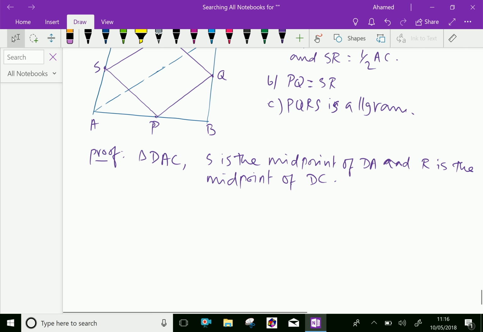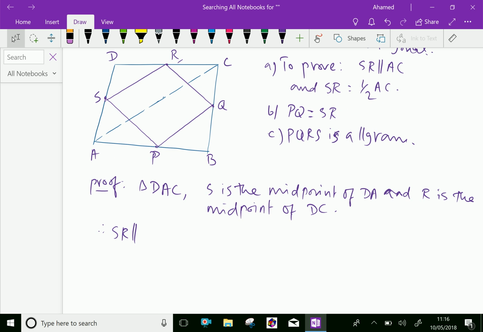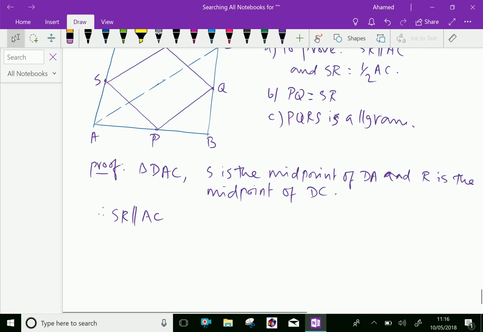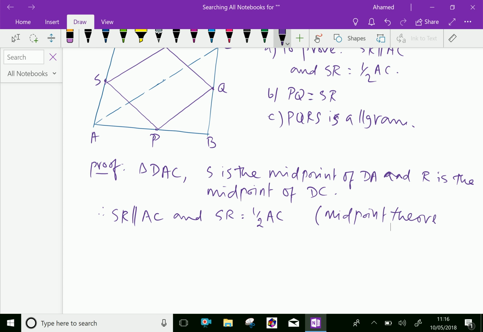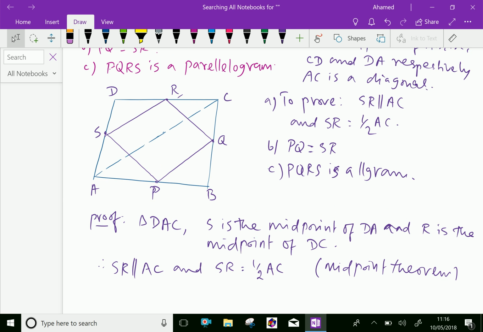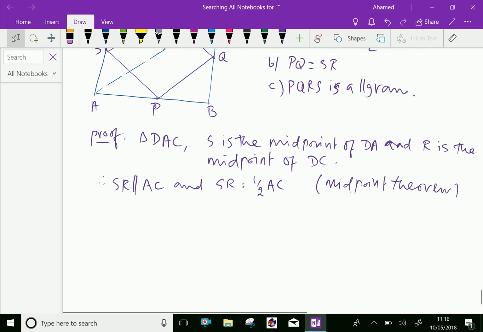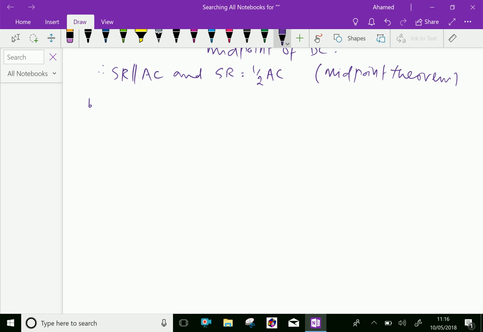Now we can say, therefore, SR parallel to AC and SR is half of AC by the midpoint theorem. Which means here S is the midpoint of DA and R is the midpoint of DC. Then by using the midpoint theorem, we can say SR is equal to half of AC as well as SR is parallel to AC. Then the second part, that is B.